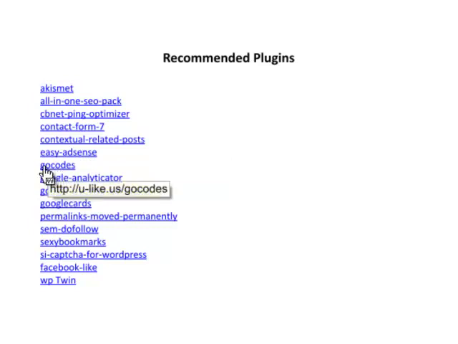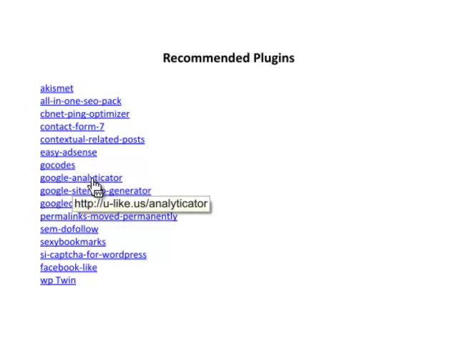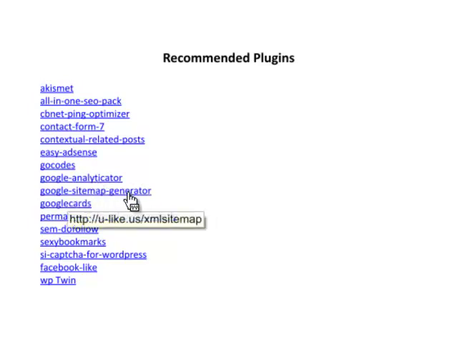Go Codes is a great redirect script for affiliate links. Google Analyticator is a great way to easily install Google Analytics on your WordPress website. The sitemap generator generates a sitemap that's compliant with Google Webmaster Tools, Yahoo Site Explorer, and Bing Webmaster Tools. Google Cards is new. The jury's still out on this one, but basically it gives you a neat way for people to connect with you on Google, the new Google Plus.